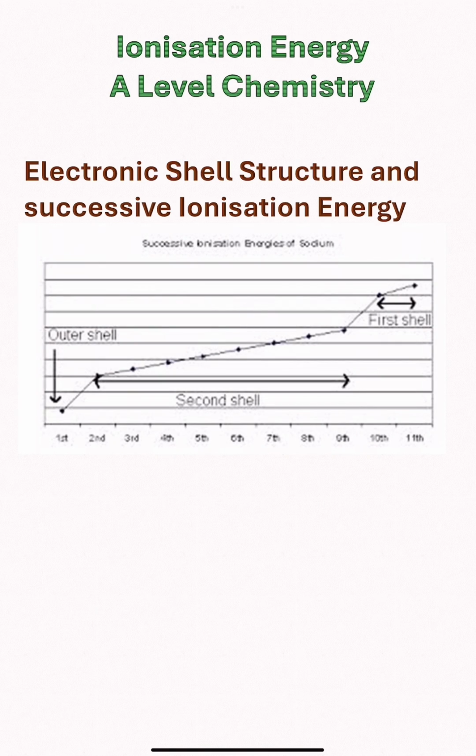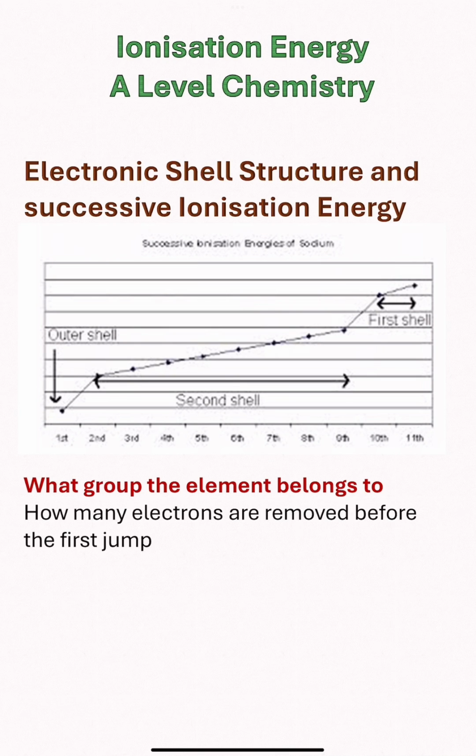So what information can we get if we are provided with the successive ionization energies for any element? Again, let's have a look at the successive ionization energy for sodium. The first thing is that we can find out what group the element belongs to. This is when you look at how many electrons are removed before the first jump. So here for sodium, the first jump you can see after removal of one electron, which means there is only one electron in the outermost shell for sodium. So we can conclude that sodium belongs to group 1.